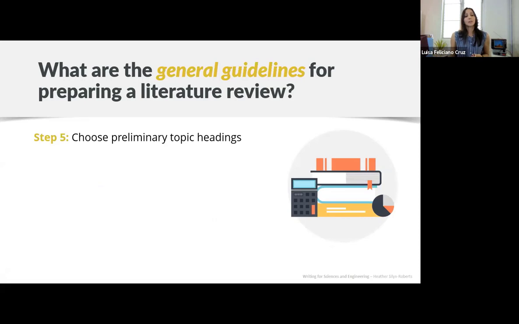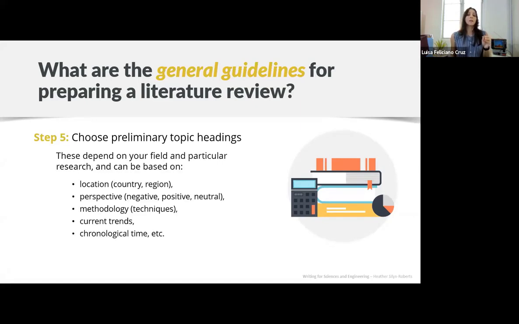So once you do that, step 5 would be to choose preliminary topic headings into which you can sort your sources. The topic headings are going to depend on your area of expertise, and these are just examples. This is not an exhaustive list, there can be more, but usually you can craft a review by location, if it's a country, if it's a region of the world.